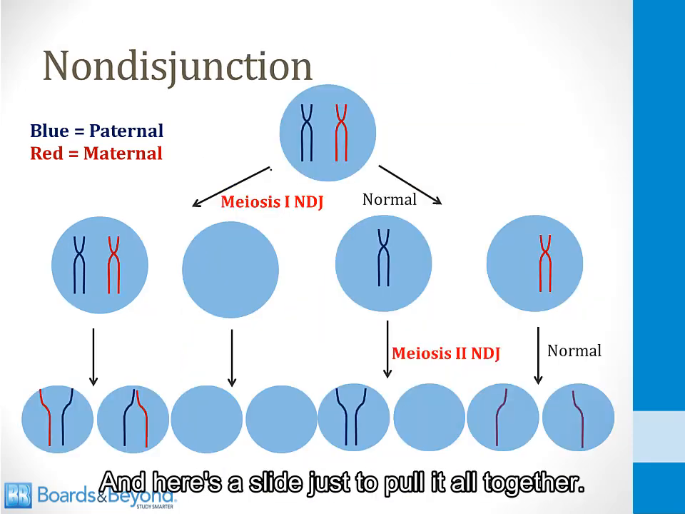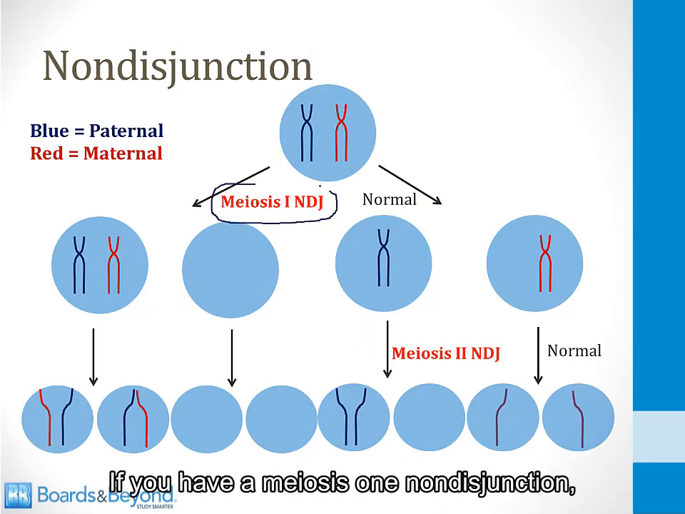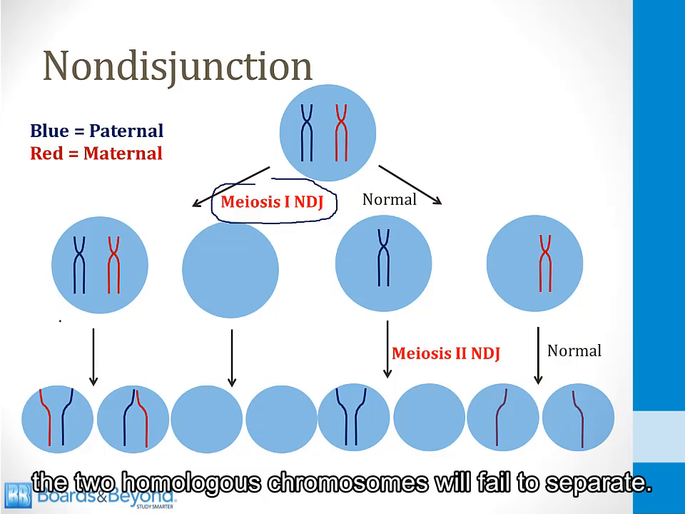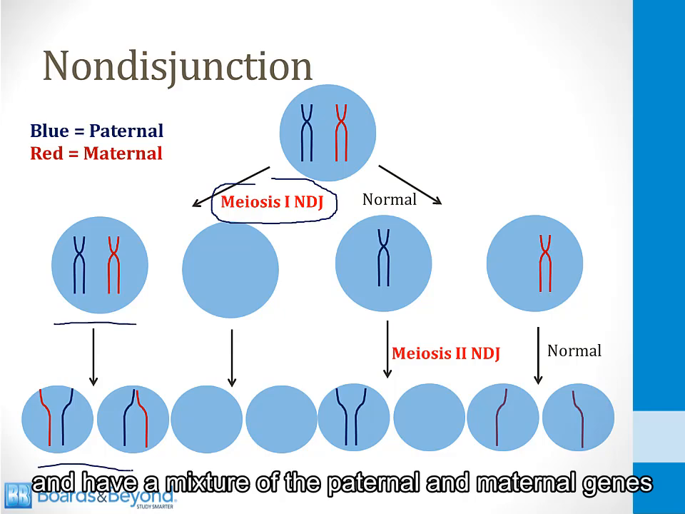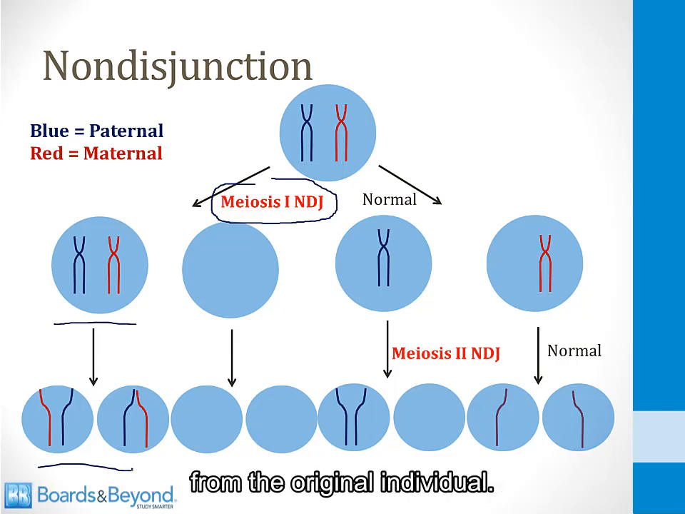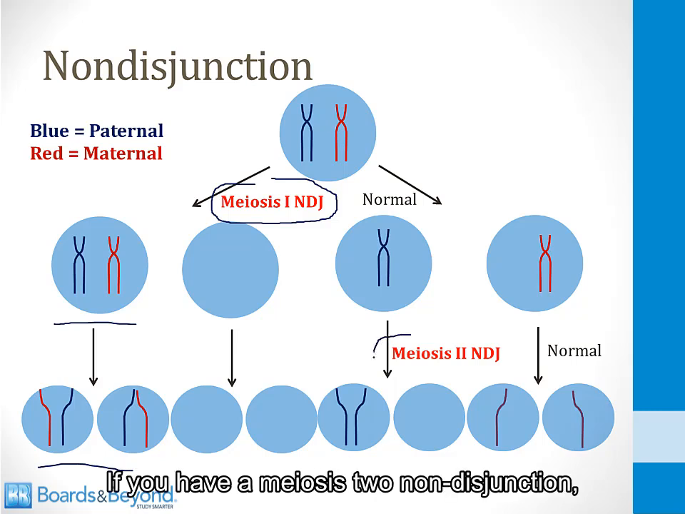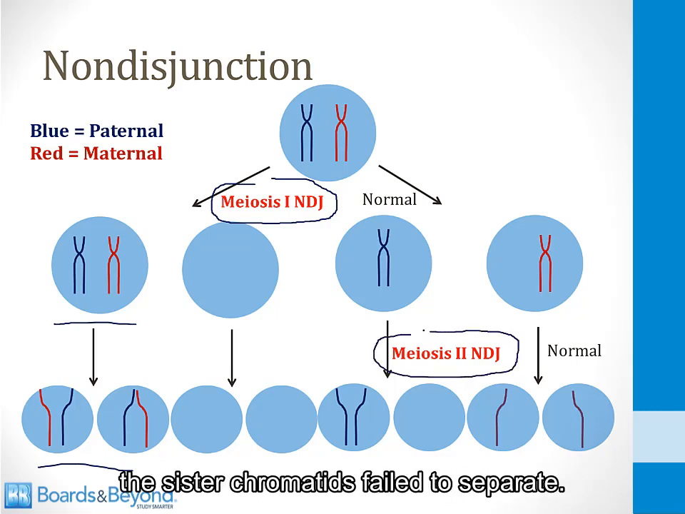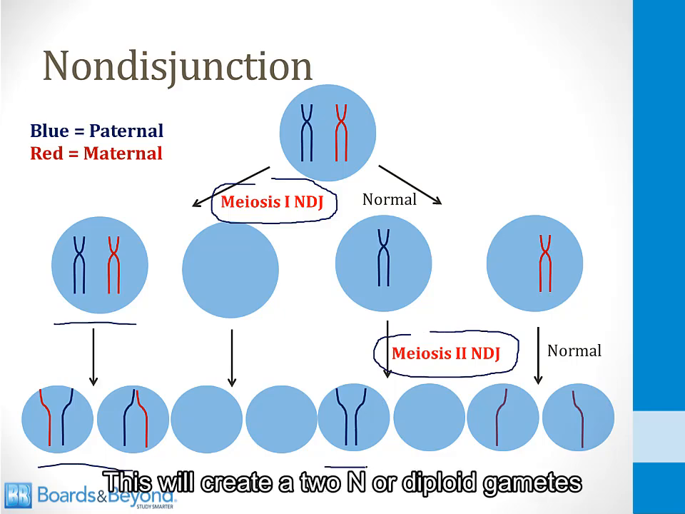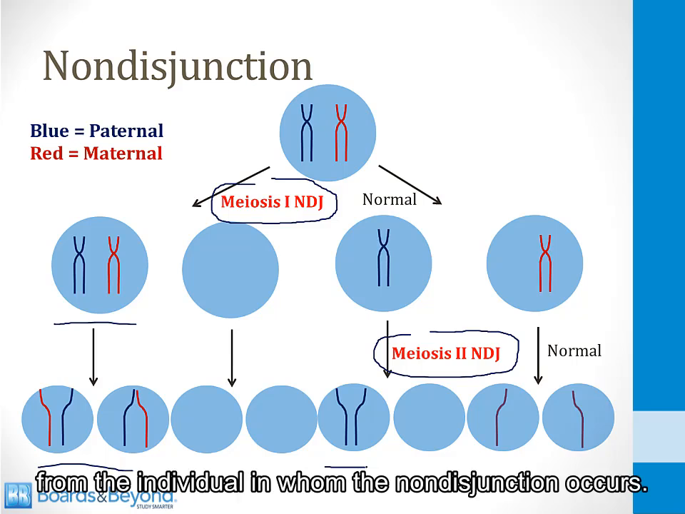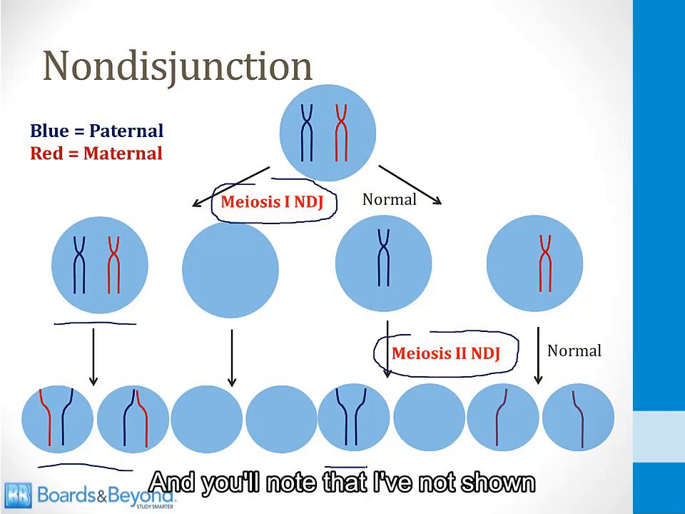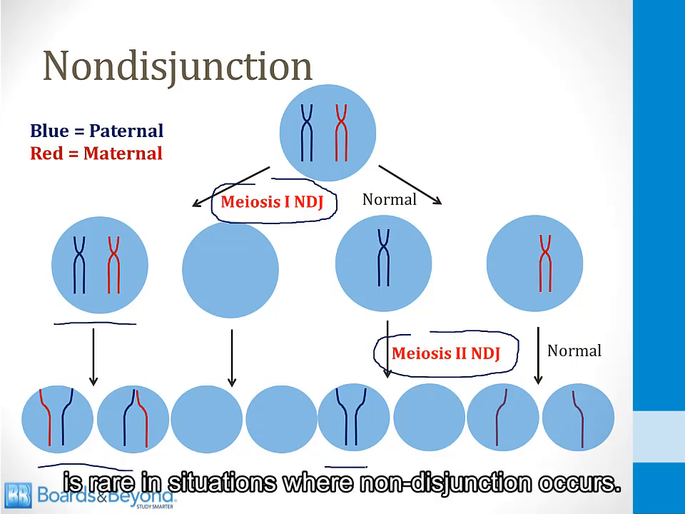And here's a slide just to pull it all together. If you have a meiosis I non-disjunction, the two homologous chromosomes will fail to separate. This will generate gametes that are 2N and have a mixture of the paternal and maternal genes from the original individual. If you have a meiosis II non-disjunction, the sister chromatids fail to separate. This will create a 2N or diploid gamete that has two copies of the same chromosome from the individual in whom the non-disjunction occurs. And you'll note that I've not shown crossover and recombination here, and that's because crossover and recombination is rare in situations where non-disjunction occurs.